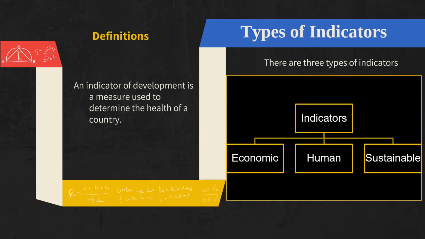An indicator of development is a measure used to determine the health of a country. There are three types of indicators. These are economic, human or social, and sustainable indicators.